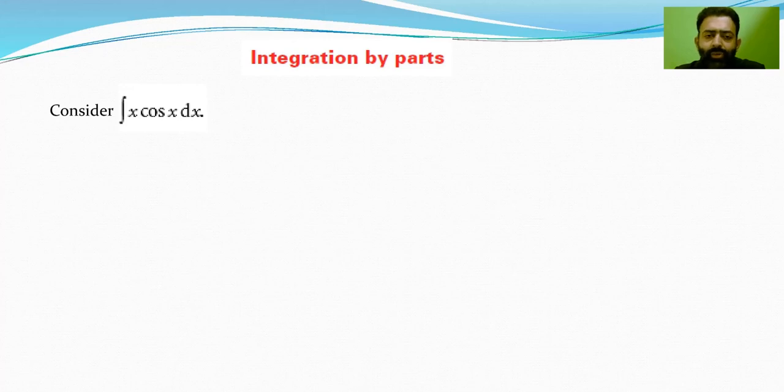The method we are going to introduce has a series of functions that you need to follow in order. Out of these two functions, you will call one the first function and the other the second function. Which function is first and which is second is decided by following a series of functions, in short called ILATE. So integration by parts is basically the introduction of this rule, ILATE.